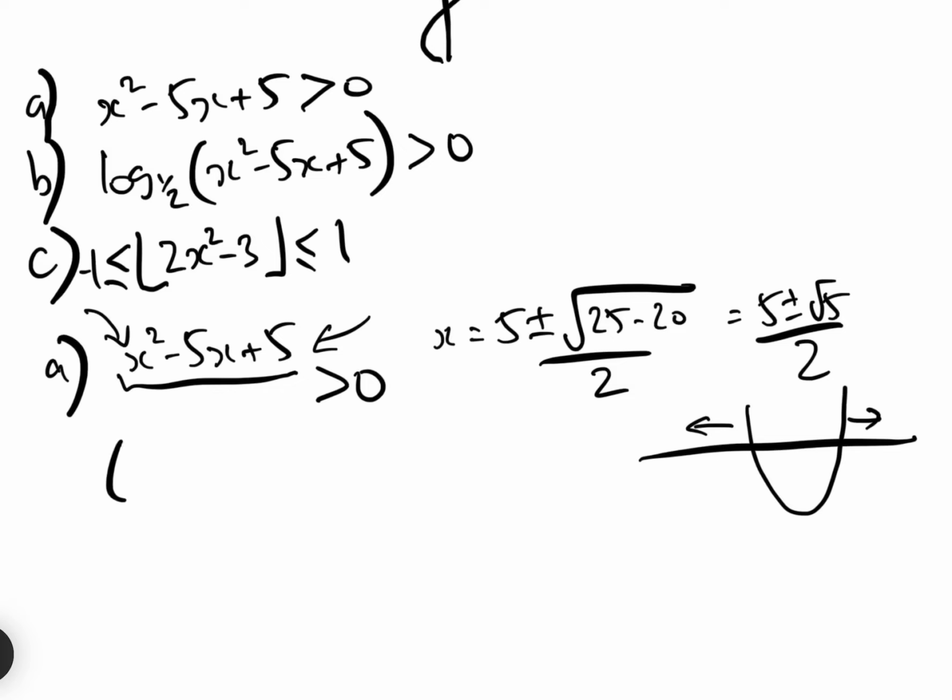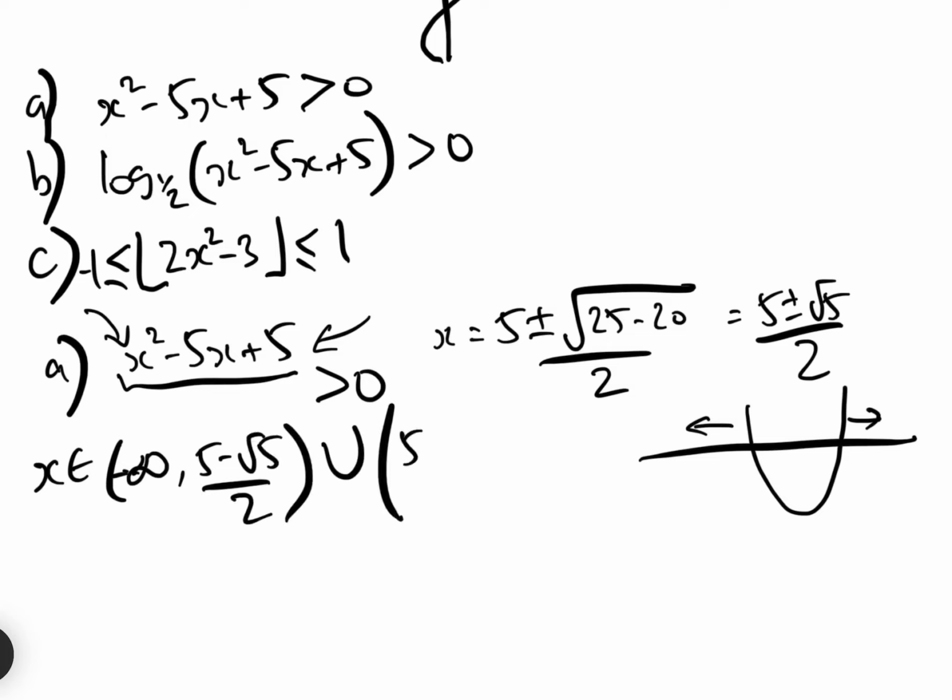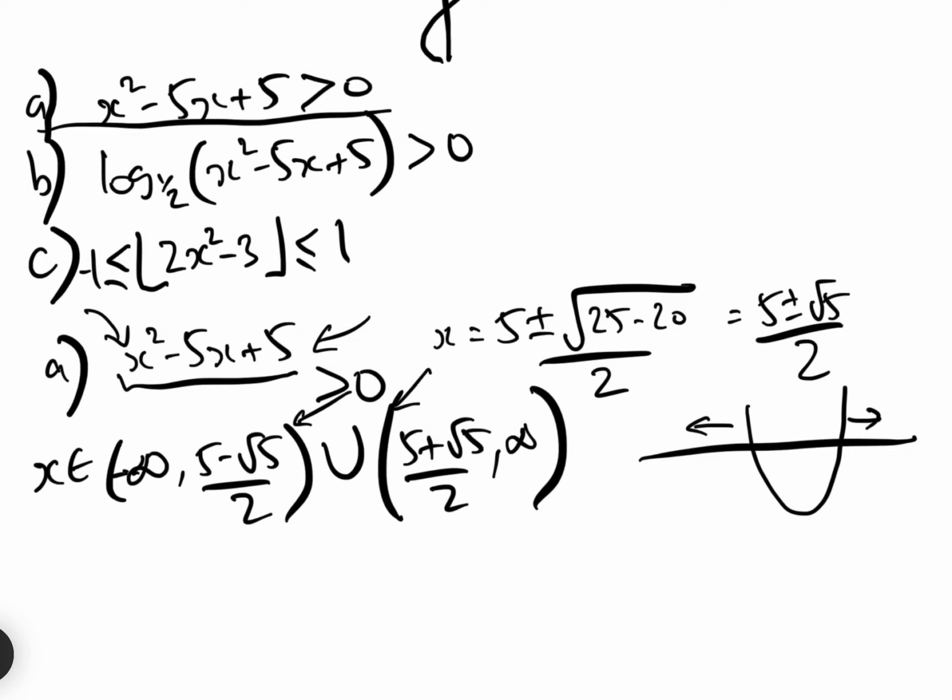Writing that in set notation, for A, x would have to be contained in minus infinity to 5 minus root 5 over 2, union 5 plus root 5 over 2 to infinity. So that is basically the set that x must belong to in order that A is satisfied. And remember, these are curved brackets, not square brackets, because the value cannot be equal to 0.